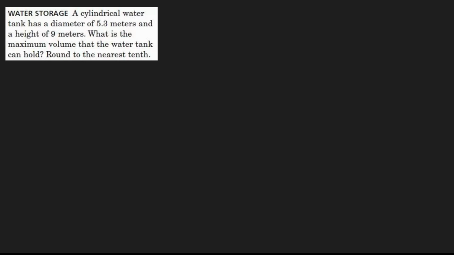So I'm going to go ahead and assume that you've already paused the video, you've worked this out on your own, and I'm going to go ahead and work this one out for your notes. So this one says that there's a cylindrical water tank. So again, we're dealing with the shape of a cylinder. It says that the diameter is 5.3. It's going to be all the way across, and the height is 9.